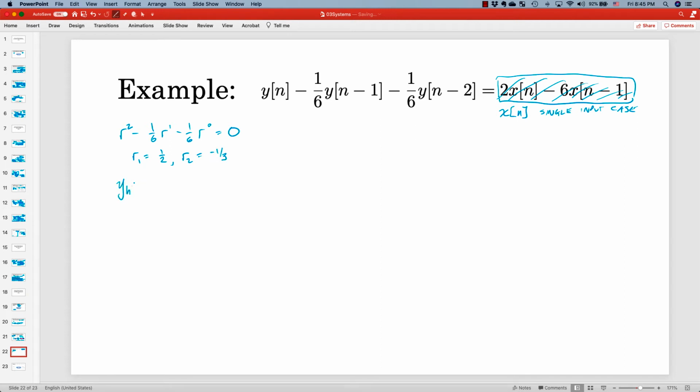This also means that the homogeneous response has to be some amount of (1/2)^n and some other amount of (-1/3)^n. Okay, so because the impulse response in the single input case, so this subscript 0 denotes single input, just to make sure we don't confuse it with the final answer, h0[n] is going to have this exact same form.